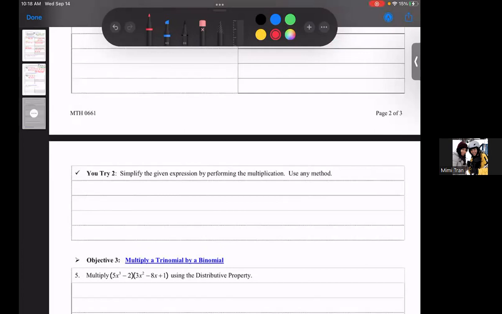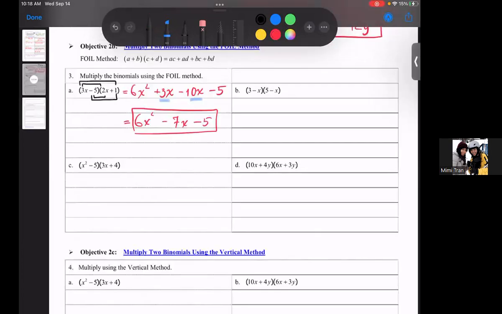Okay. Let's do B. This one is a little bit backward. 3 times 5 is 15. 3 times negative x. And then negative x times 5 is negative 5x. Negative x times negative x is positive x squared.